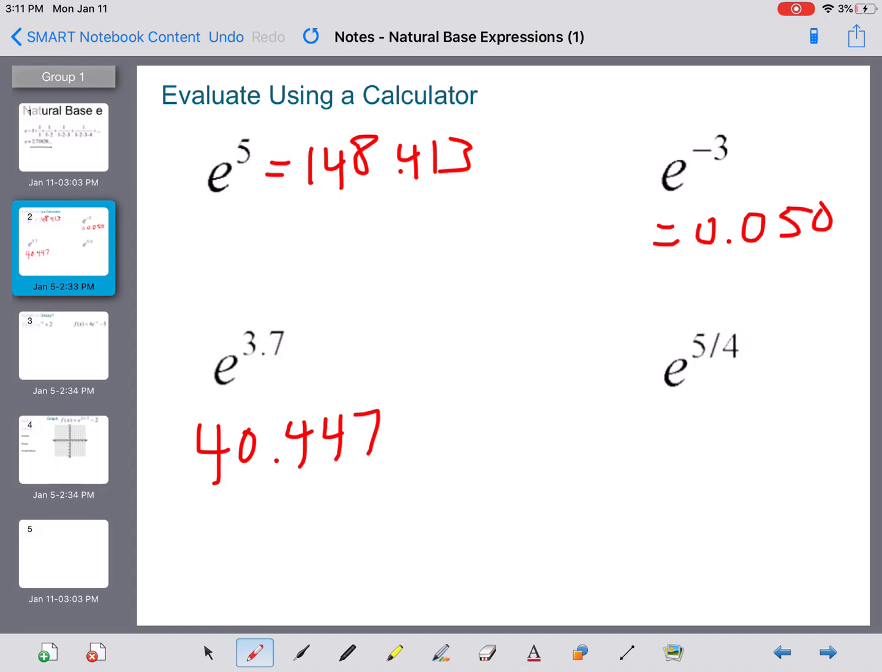And then e to the 5/4 will give us 3.4903992957. So that will round to 3.490. Okay, so just make sure that you watch your rounding and that you are rounding to the nearest place value that they ask you to.